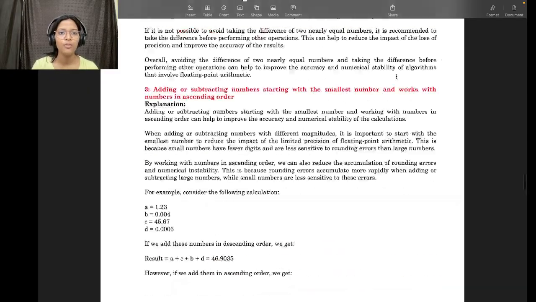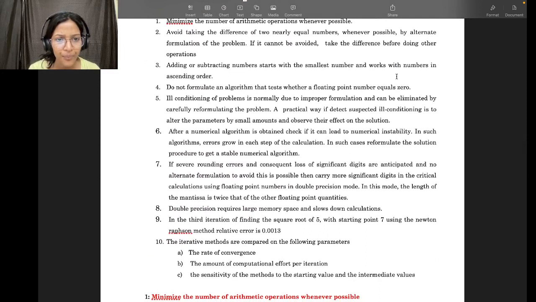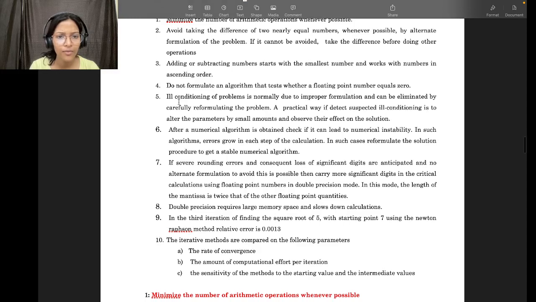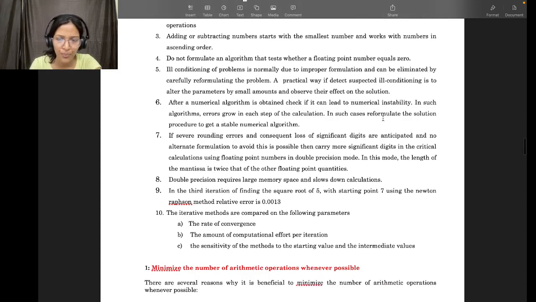Okay. Now moving forward to the fifth statement, that is, conditioning of the problem. Ill conditioning is normally due to improper formulation and can be eliminated by carefully reformulating the problem. A practical way, if ill conditioning is detected, is to alter the parameters by a small amount and observe their effect on the solution. This statement is also true.